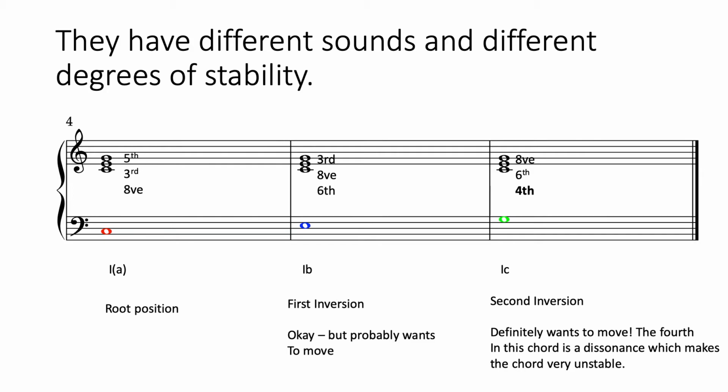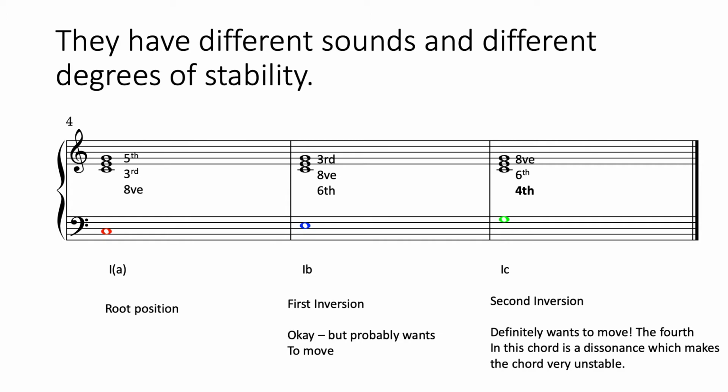Absolutely okay. And then if we move over to chord 1B, that's okay as well. But maybe that's just a tiny bit less stable than our root position chord. That's not quite a sort of a definite sound. And then if we move over to 1C, our second inversion chord, that chord definitely wants to move.